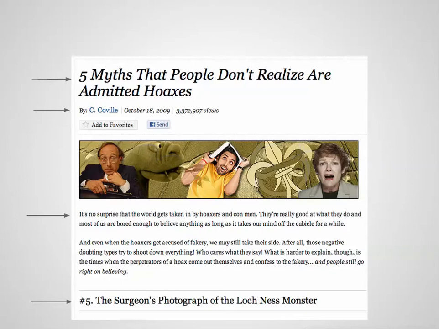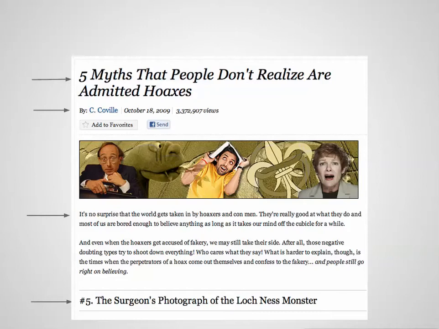and you also want to break your text up. So here's an example from Cracked. They have the headline at the top, the name of the author, so people are just scanning over this and looking for the big, bold words. Even if you're very lazy about looking at this: five myths people don't realize, admitted hoaxes by C. Coville, add to favorites, picture, it's no surprise the world gets taken by hoaxers, number five. So I can tell this is going to be a countdown from five down to one.